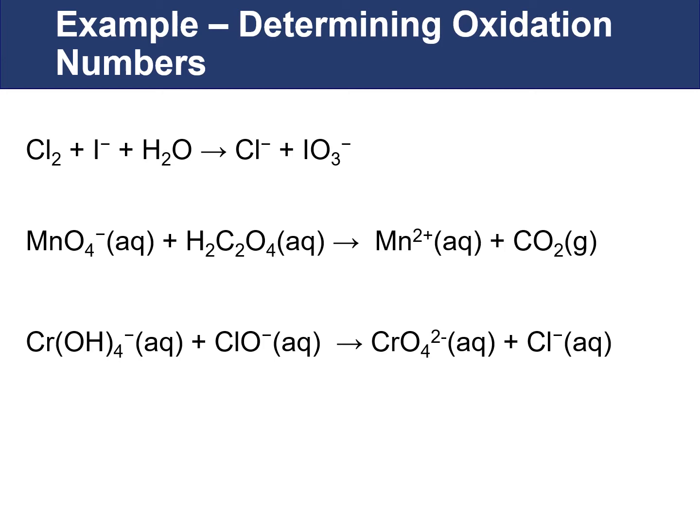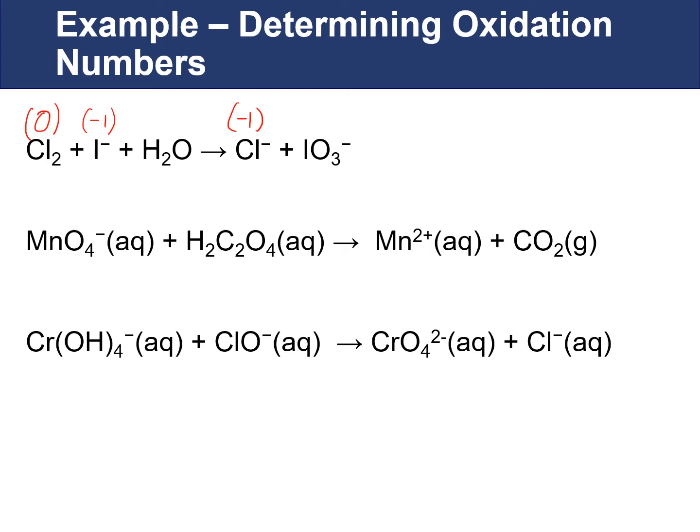So our chlorine molecule, right, this is in the elemental form. Chlorines are bound to themselves. So this will get a 0 charge, right, or a 0 oxidation number. Iodide is an element all by itself, an ion, and so it gets the same charge or the same oxidation number as the charge. Same with the chloride.